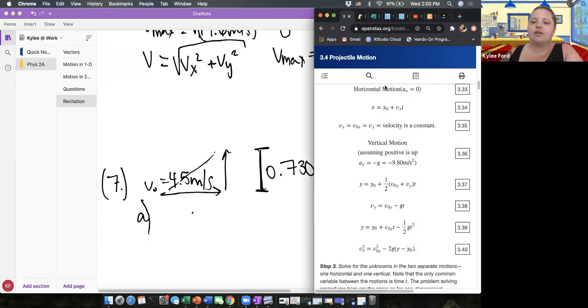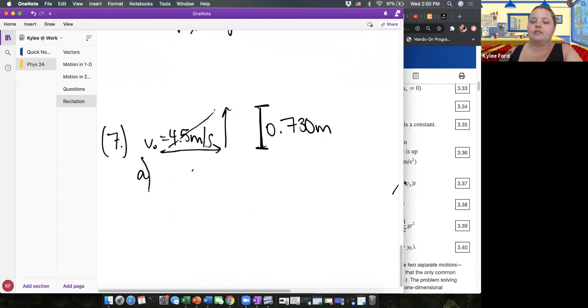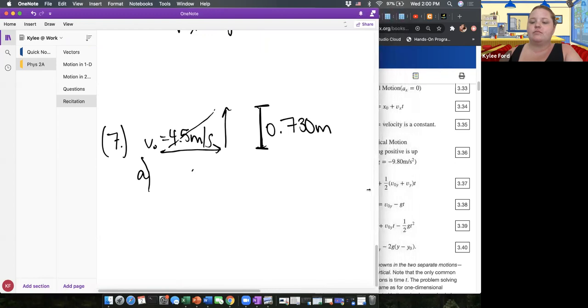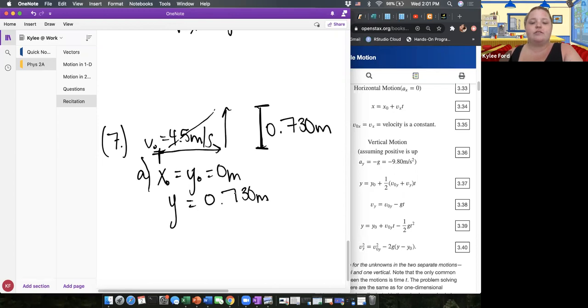So I'm gonna start looking at my equations. Here we go. And look at what I have. So I'm gonna say that my x naught and my y naught are equal because they're gonna be equal to 0. I'm gonna claim that is my starting position. And I need to go up to some height of this. So I'm gonna say my y final is gonna be 0.730.